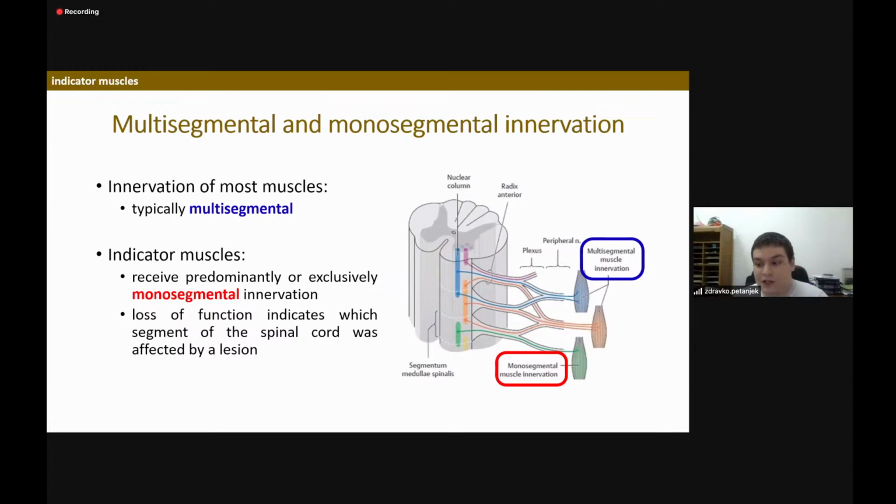If such a muscle loses function due to neurological damage, such loss of function indicates which segment of the spinal cord was affected by a lesion, and that's why we call these muscles indicator muscles.